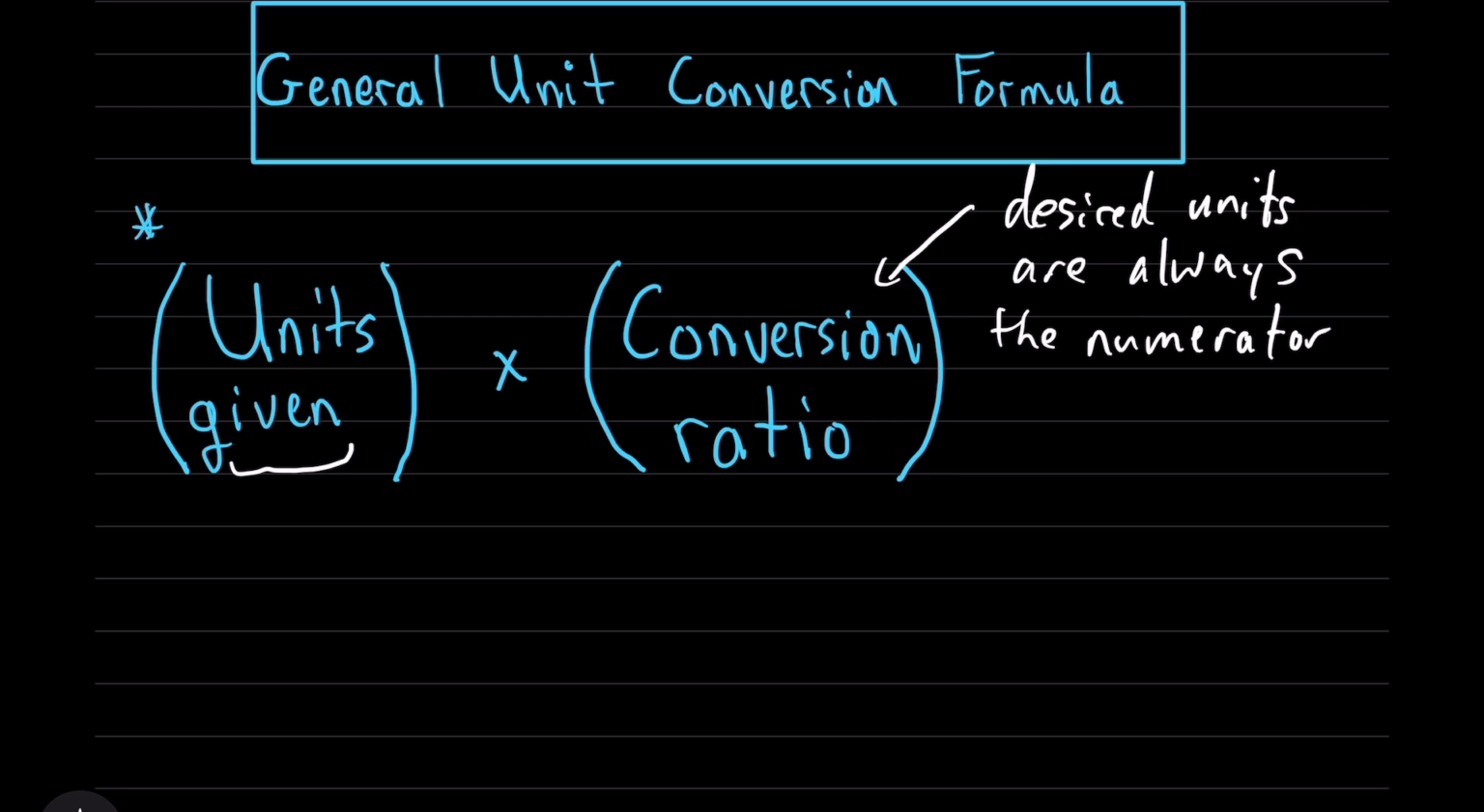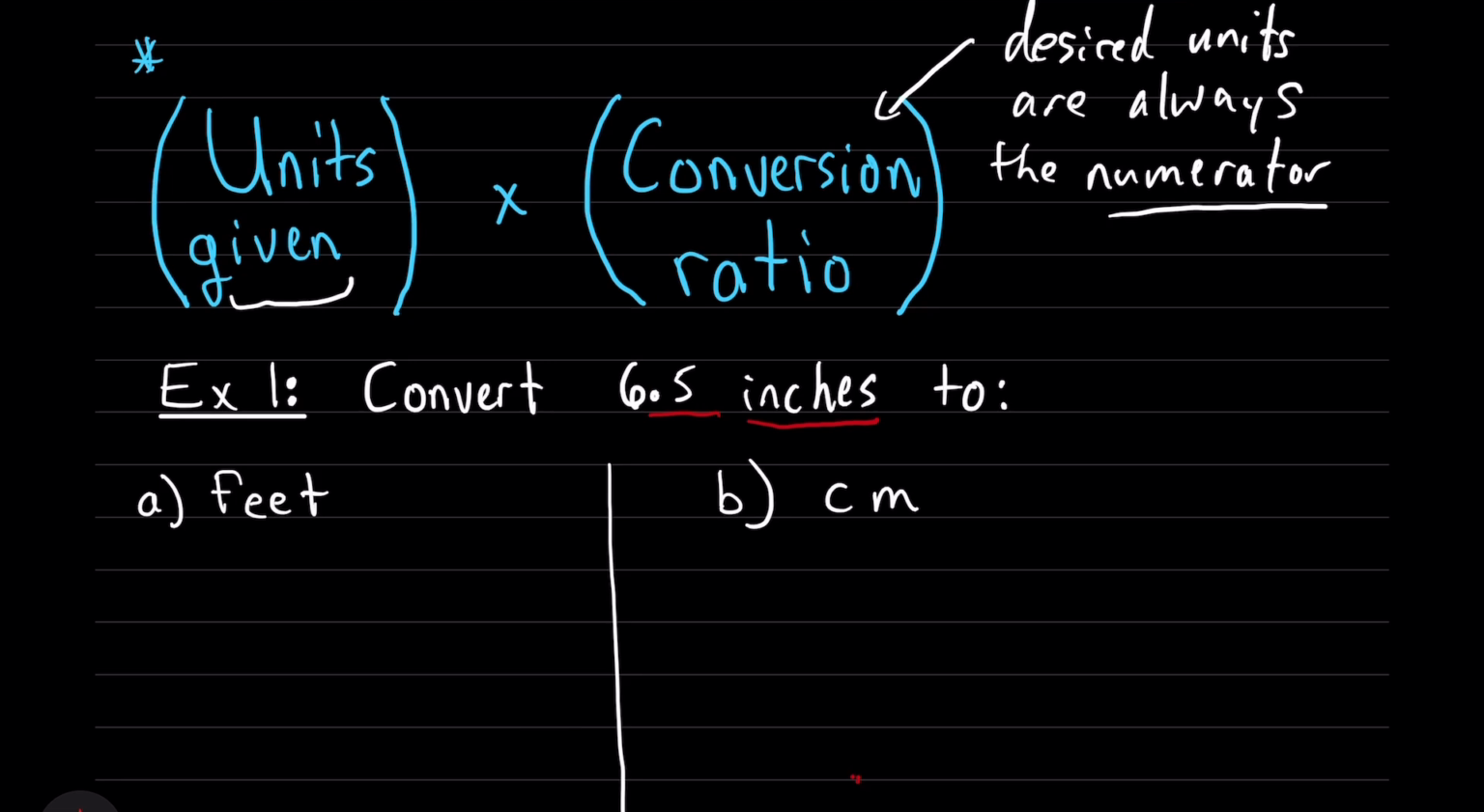And if you can remember this, this formula will apply to every single conversion scenario that you'll encounter. Let's look at a couple of examples and show you what we mean. So using the above formula, let's convert 6.5 inches first to feet and then centimeters. And so to begin, the units that are given are 6.5 inches.